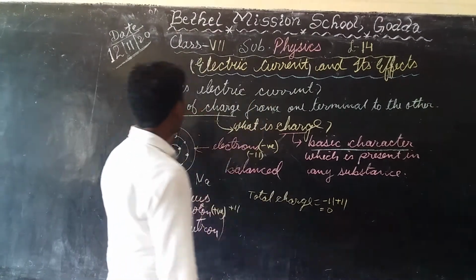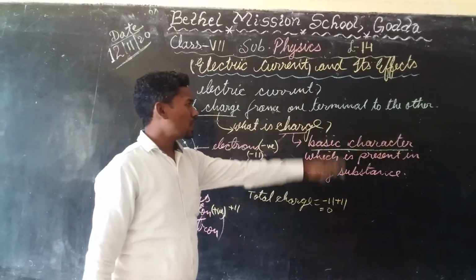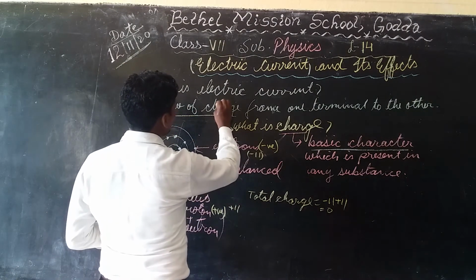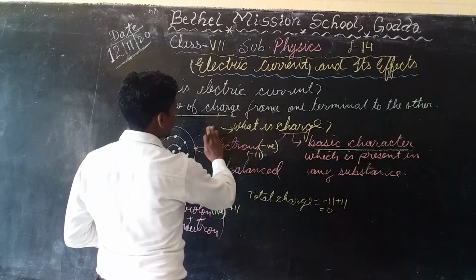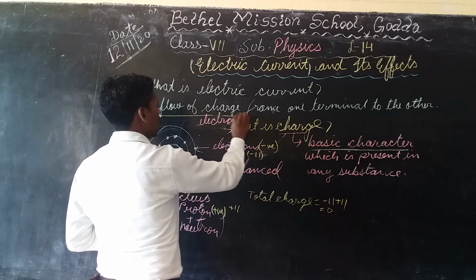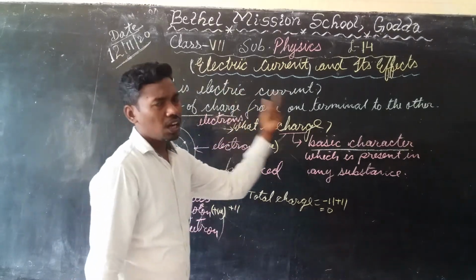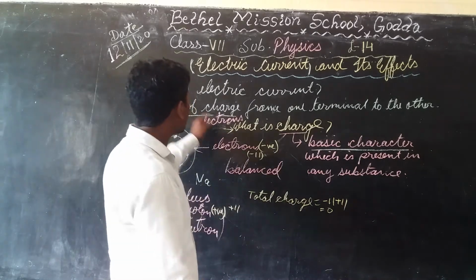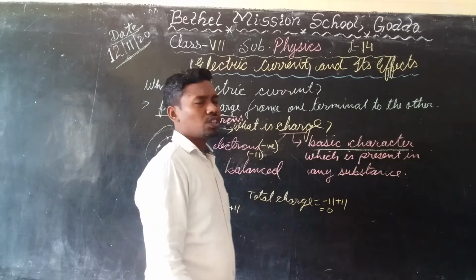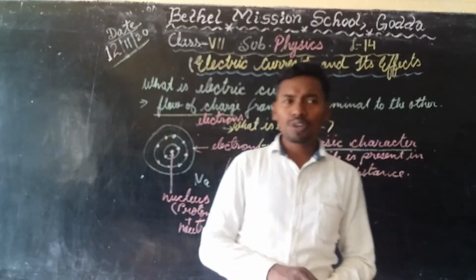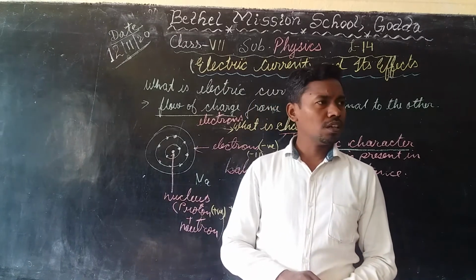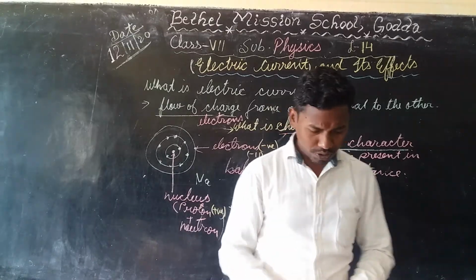So when I say flow of charge from one terminal to another, we can also say that it is a flow of electrons from one terminal to the other, or from one point to the other. This is called our electric current. So this was a little bit of basic introduction regarding what electric current is.